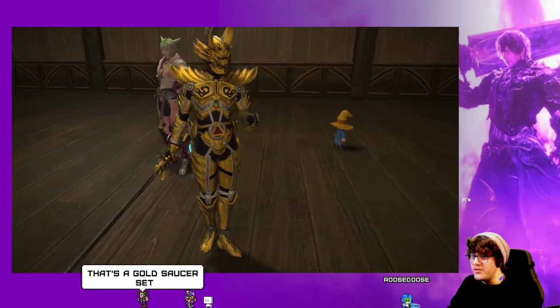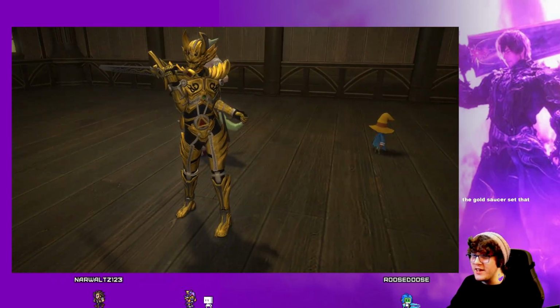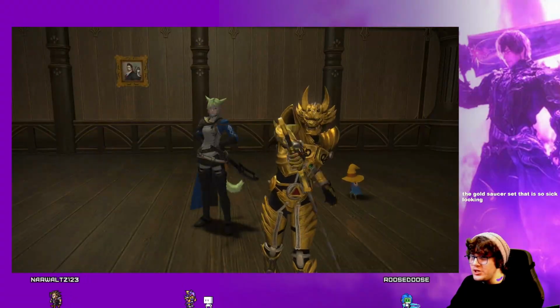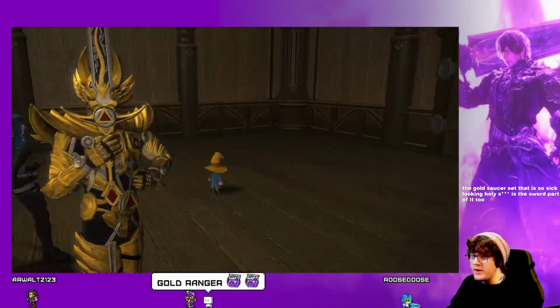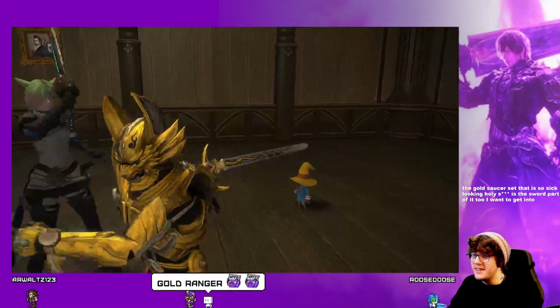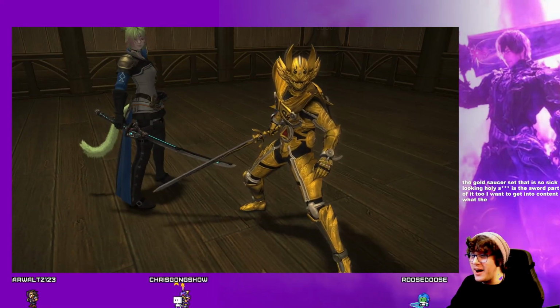It's a Gold Saucer set. That is so sick looking. Holy shit. Is the sword part of it too? I want to get into content. What the fuck? This looks so hype.